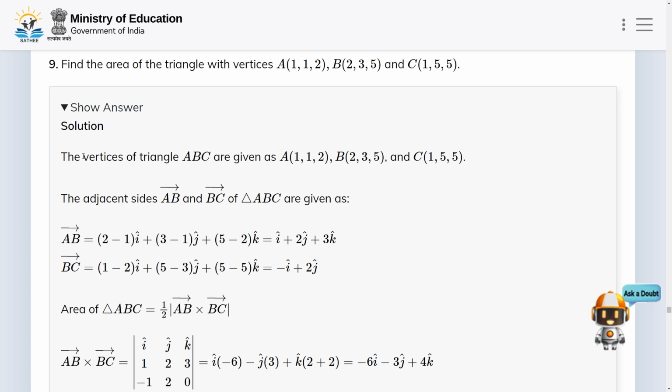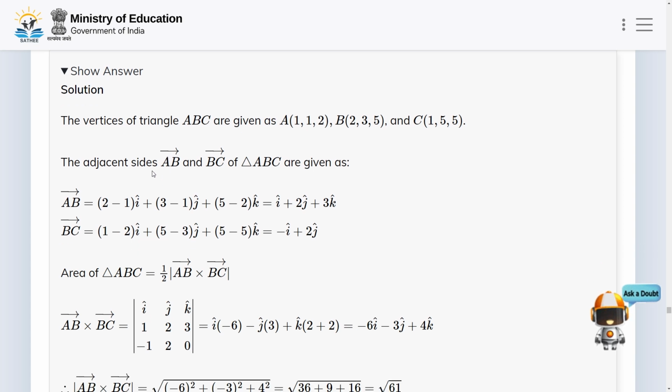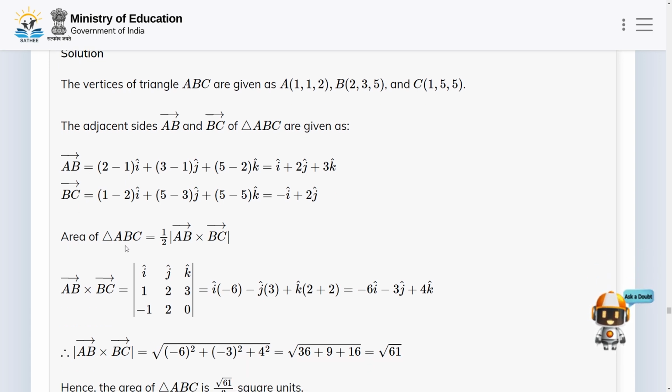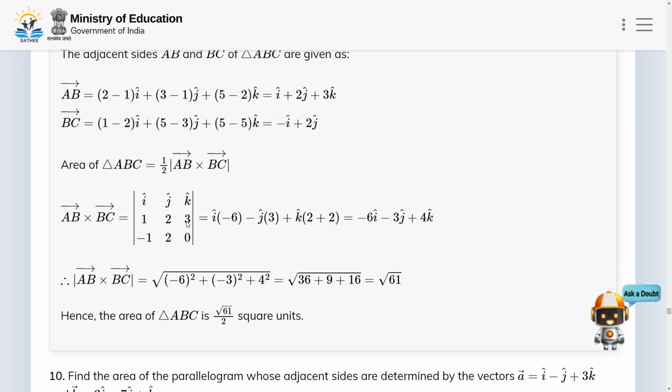As you can see, the vertices of the triangle. Now adjacent sides AB and BC are given. AB vector will be this, BC vector will be this. Now the area of triangle ABC is equal to half of AB cross product with BC. You will have what?